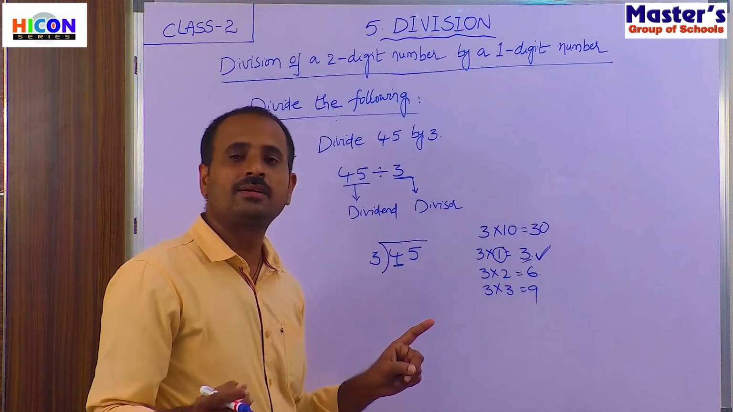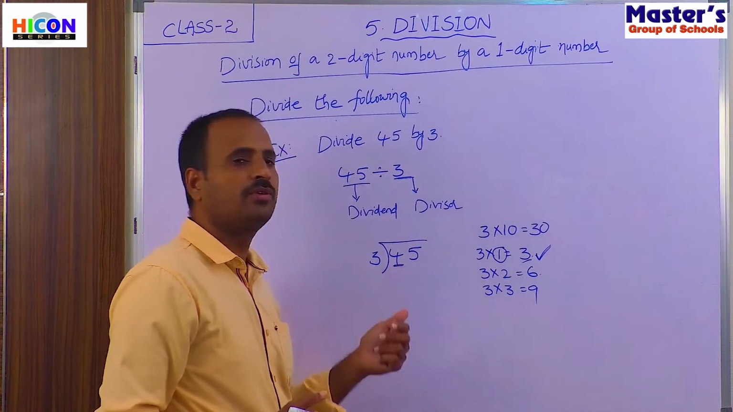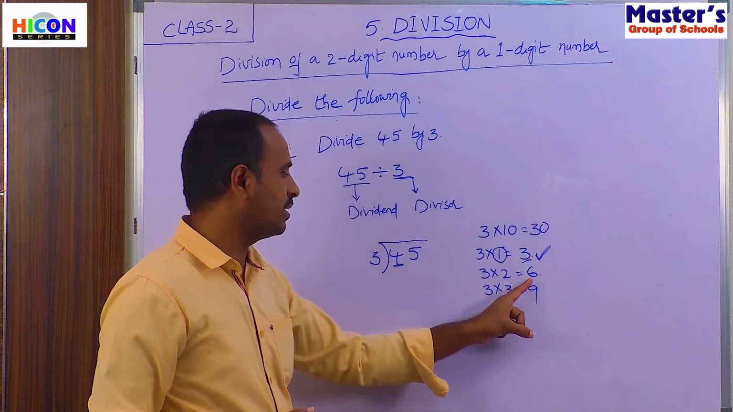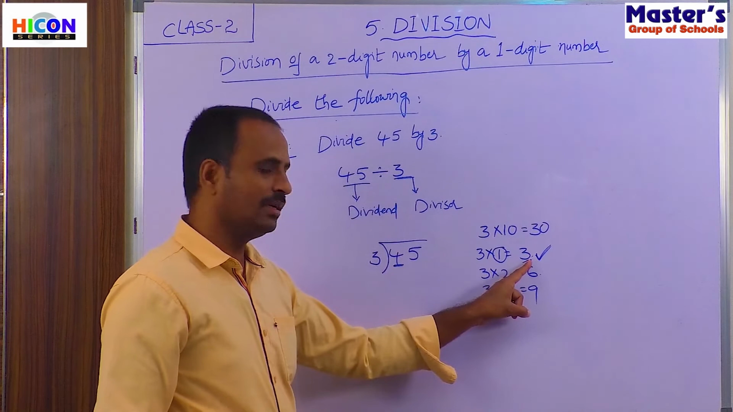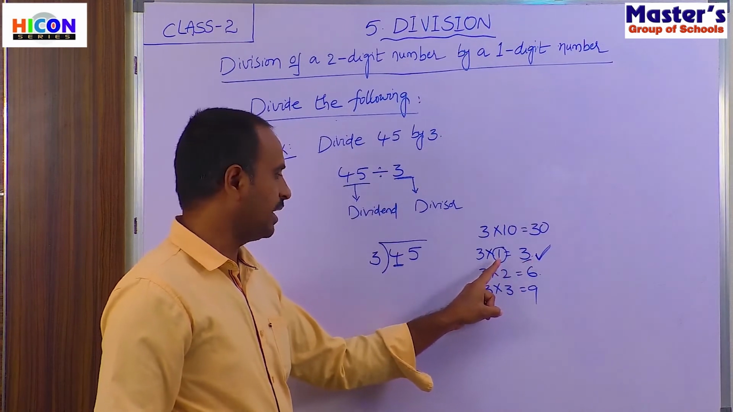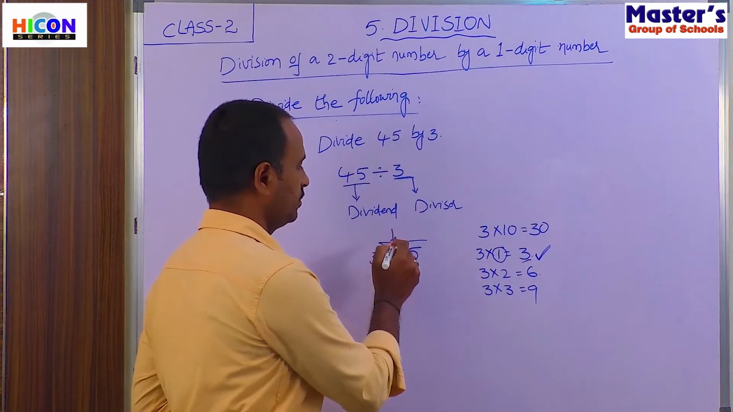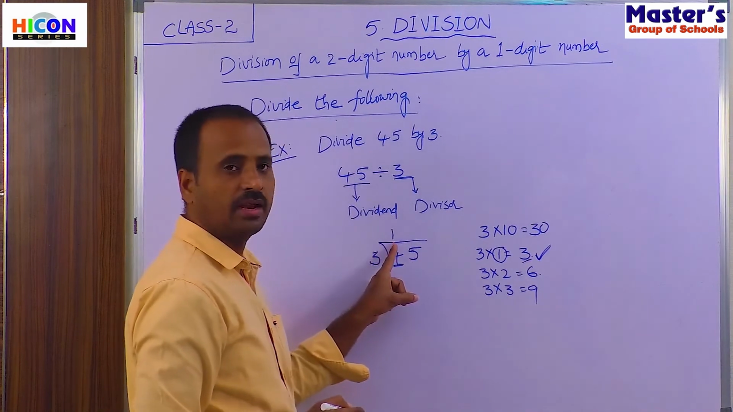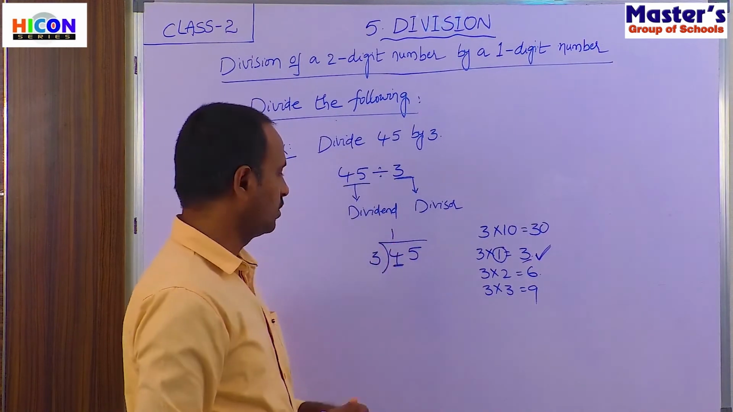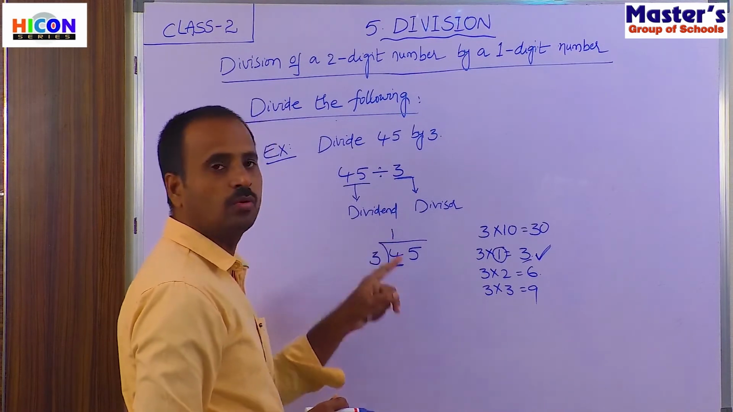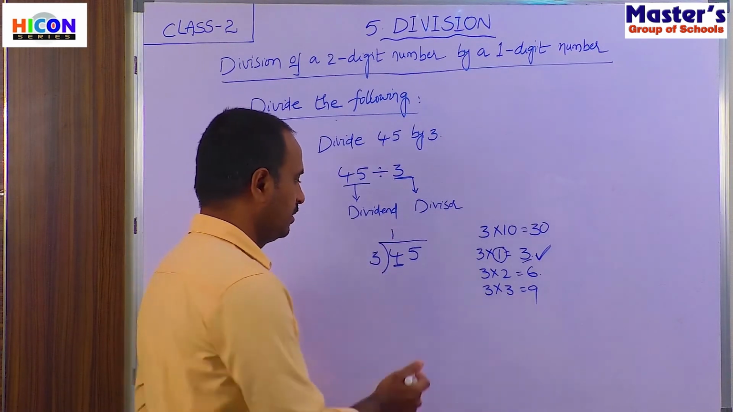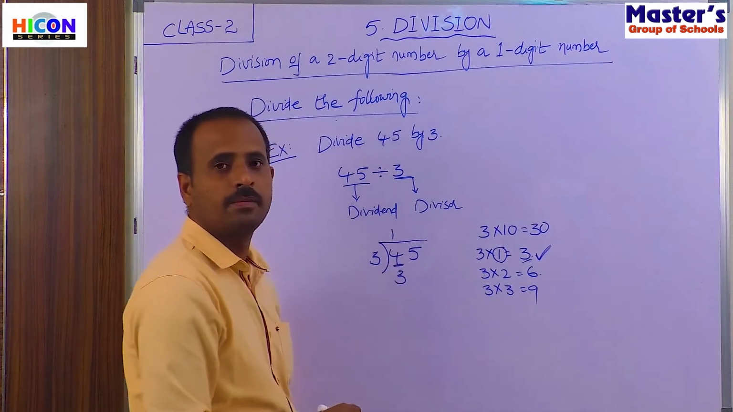So now take the lesser number for 4. What is the smaller number for 4 here? 3 is the smaller number. So take 3, that is 1 time. So write 1 in the quotient, on the line above the dividend. So now multiply these 2, that is 3 and 1. That is 3 into 1. 3 ones are 3.